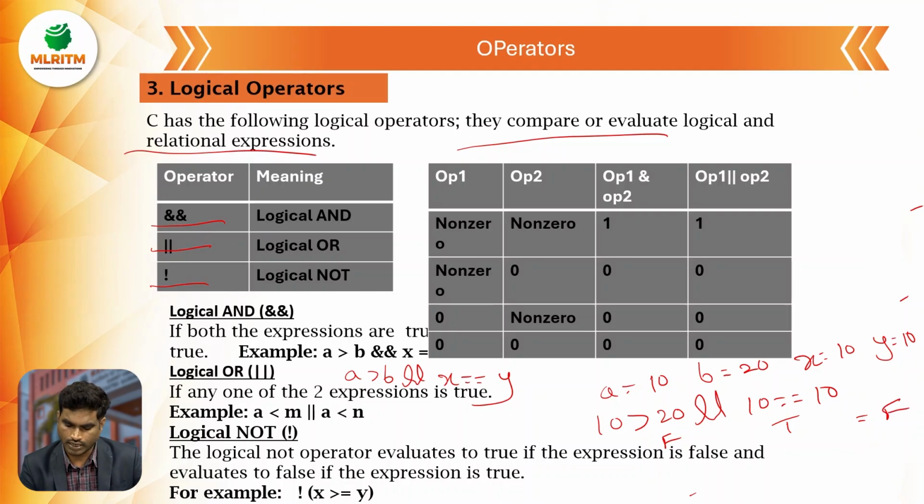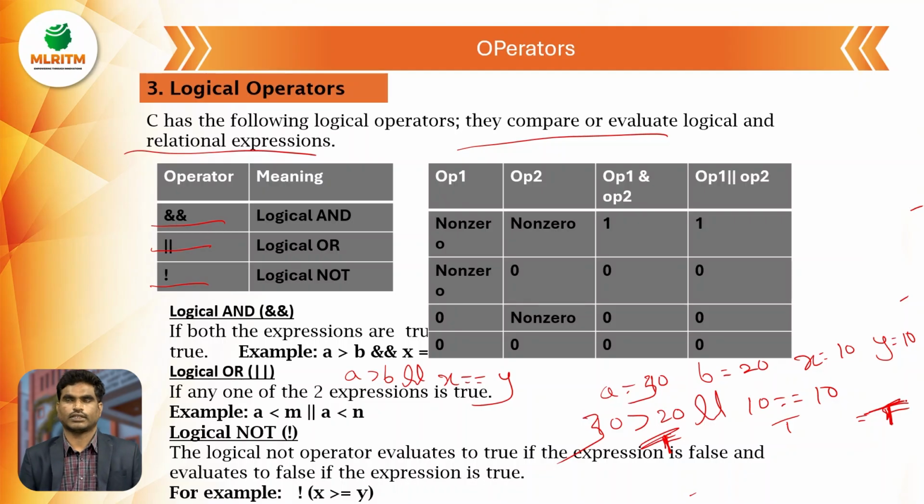For example, here I am taking a value as 30, b value as 20, x value is 10, y value is 10. Now, what is the value? 30 greater than 20, the condition is true. 10 equal to 10, the condition is true. When both conditions are true, the result is true.